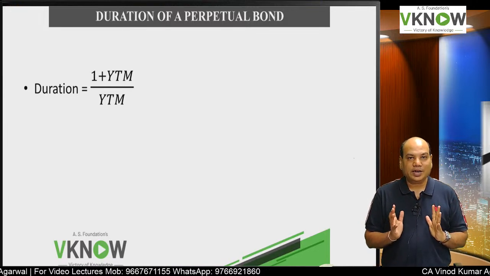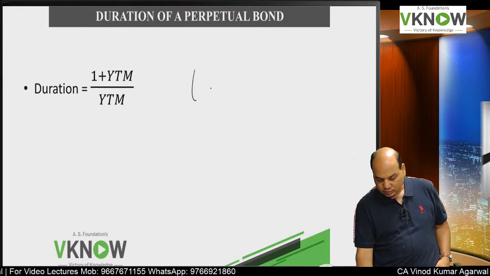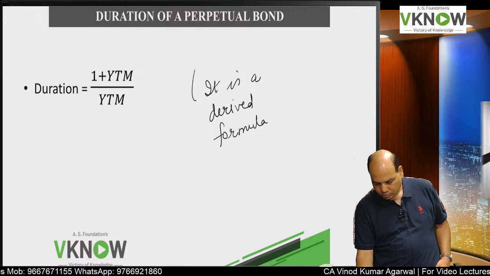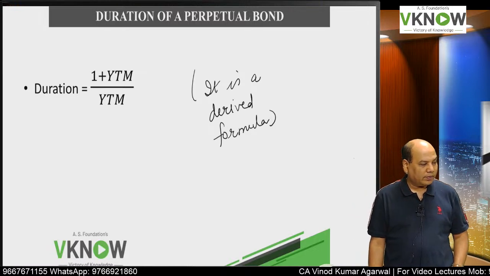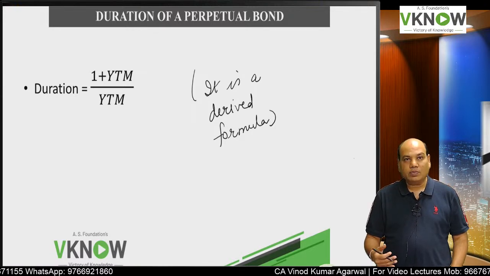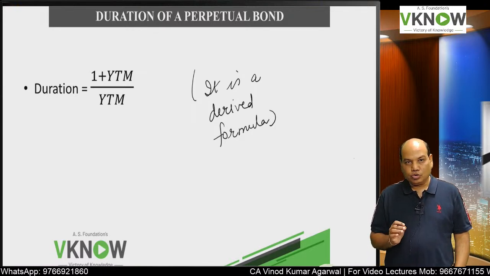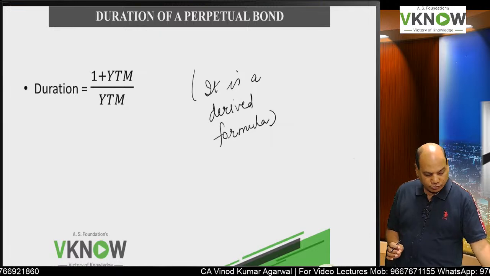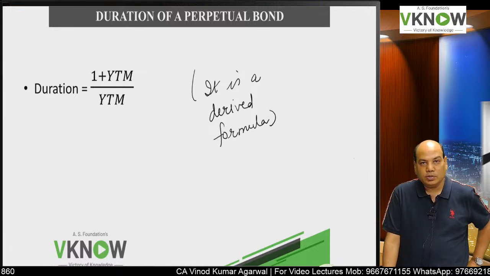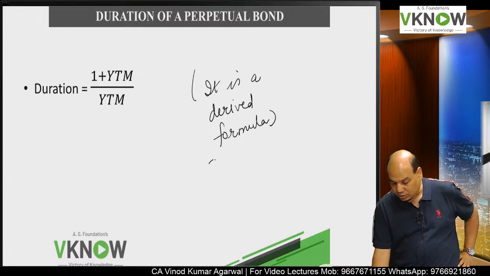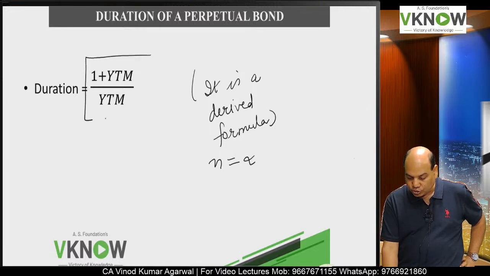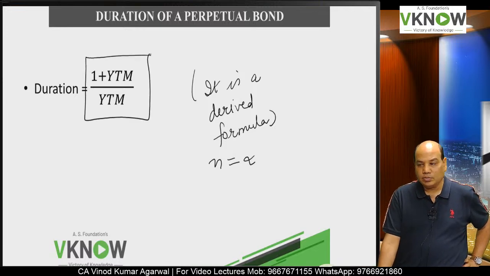So this formula has been derived. Okay, so we will not derive the formula in the classroom, not required. It will require some more mathematical skill. So duration will be equal to 1 plus YTM upon YTM. Very simple formula, 1 plus YTM upon YTM. When the number of years becomes infinite, then the formula is reduced to 1 plus YTM upon YTM.